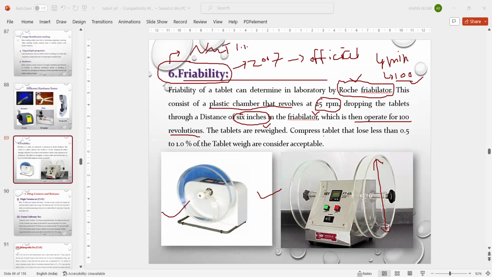And the formula for calculating friability is initial weight minus final weight, divided by initial weight, into 100%. You will get a percentage, and that value must be less than 1%, or not more than 1%. So this is very important to remember. Remember that friability is now an official test, and hardness is a non-official test.